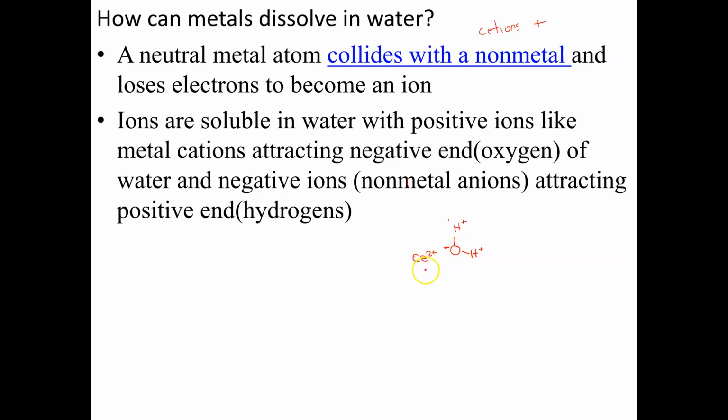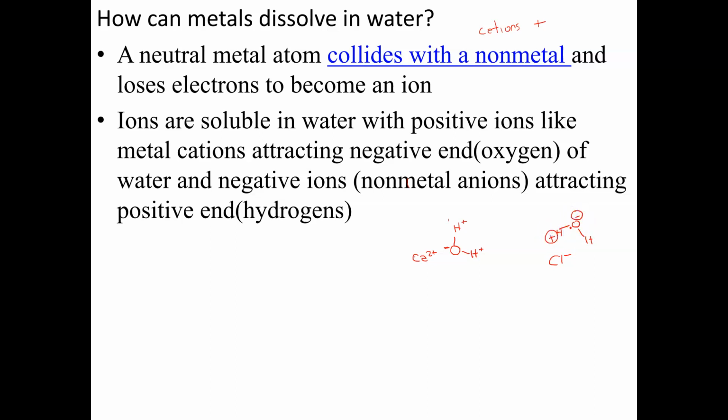So when metals dissolve in water, the way they do it is the oxygen end is attracted to the metal ions, the cations. And let's say you have a negative ion, let's say Cl-, for example. The negative end of oxygen won't attract it. It'll be the hydrogen end, the positive end. So the way this would look is like this. Here's your negative and here's your plus.